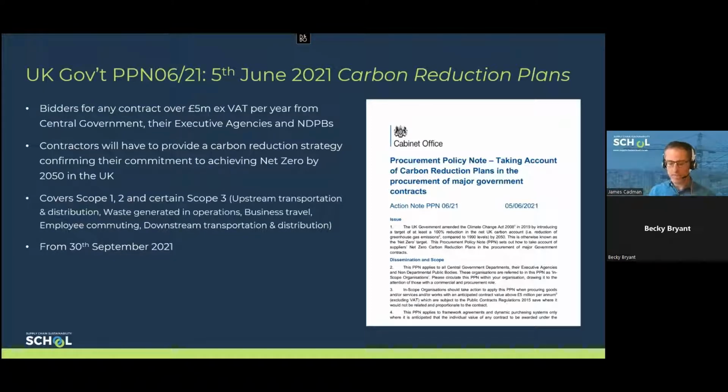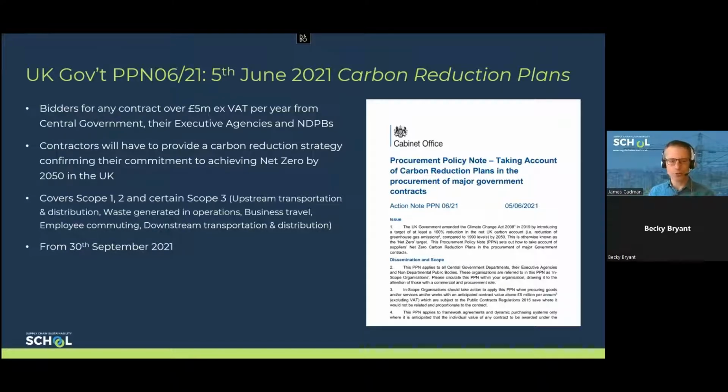It's essentially saying that any work has to be done in alignment with the UK's Climate Change Act. So contractors need to have a carbon reduction strategy. You need to confirm your commitment to achieving net zero by 2050 in the UK. You need to produce baseline data and data going forward on your emissions. Your direct emissions, which is scope 1, your indirect emissions, your electricity scope 2, and some of your supply chain, value chain scope 3 as well.